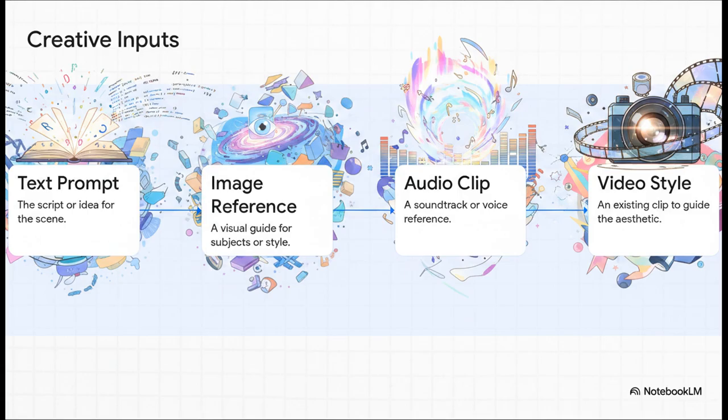The best way to think about it is like you're a Hollywood director. You hand it a script, that's your text prompt. You give it a headshot of your star, that's your reference image. You even pick the soundtrack with an audio clip. And get this, you can even show it a scene from another movie and say, I want that style. It takes all those pieces and directs a brand new scene from scratch.